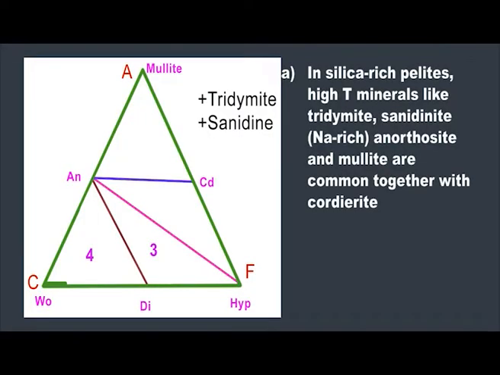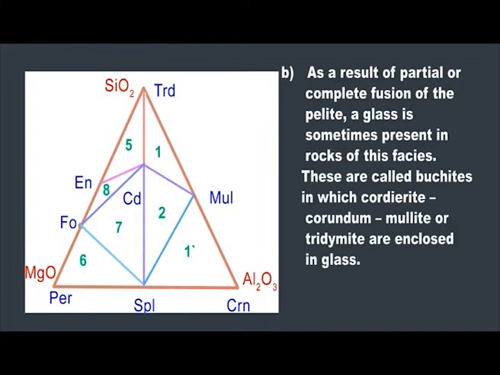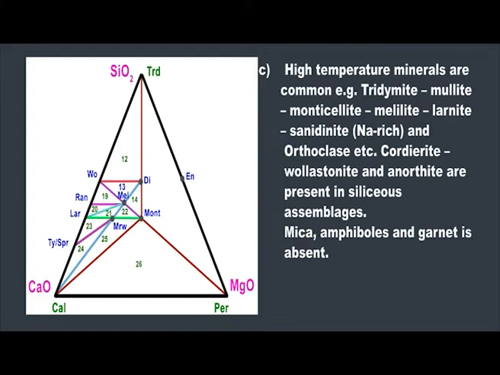Characteristic minerals. A. In silica-rich pelites, high temperature minerals like tridymite, sanidine, sodium-rich anorthoclase and mullite are common together with cordierite. B. As a result of partial or complete fusion of the pelites, a glass is sometimes present in rocks of this facies. These are called buchites, in which cordierite, corundum, mullite or tridymite are enclosed in glass. C. High temperature minerals are common, for example, tridymite, mullite, monticellite, melilite, larnite, sanidine, anorthite and orthoclase, etc. Cordierite, wollastonite and anorthite are present in silicate assemblages. Mica, amphiboles and garnet are absent.